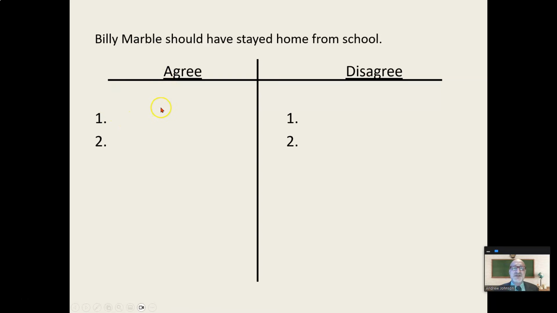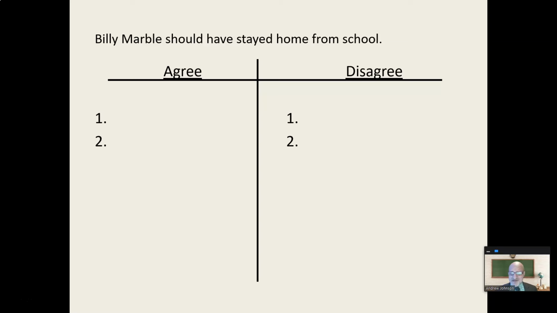In this context, it's a dualistic statement related to what was in the book. Billy Marble should have stayed home from school. Agree or disagree. And a good dualistic statement will have students on both sides of this. In reading, I give students this statement up front, so they're reading with purposeful intent.